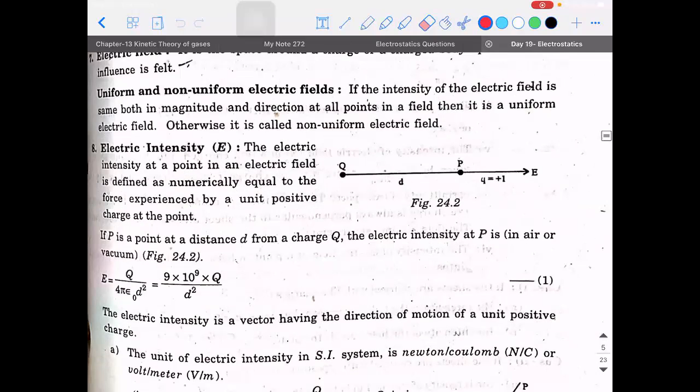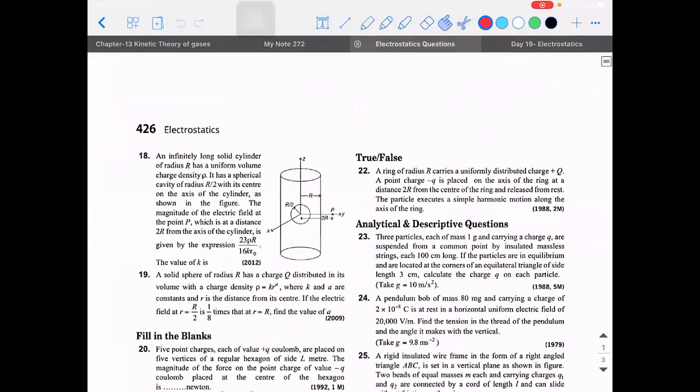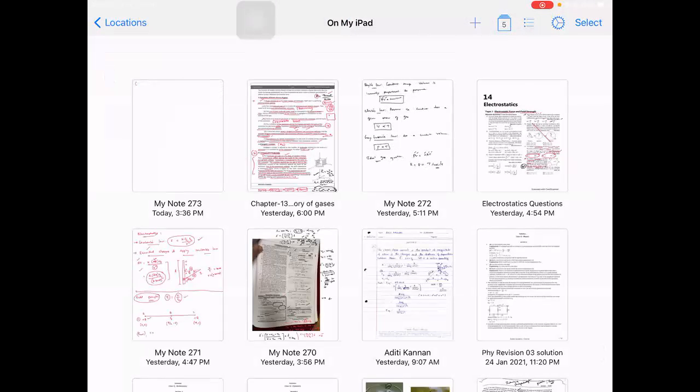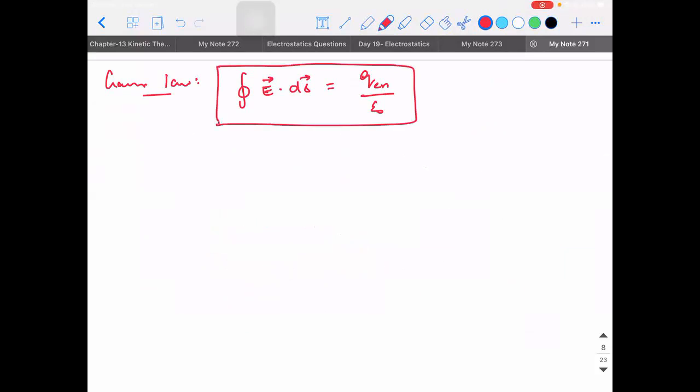Now, let's discuss Gauss law. So what does Gauss law state? Everybody knows this fact. It speaks mainly about the electric flux. The surface integral of E vector dot dS vector is equal to the charge enclosed by the Gaussian surface divided by epsilon naught. Can I write this? Right, so this is the concept of electric flux.